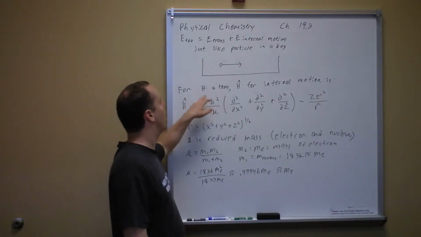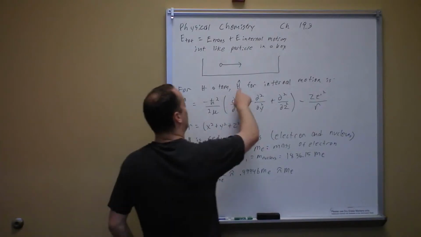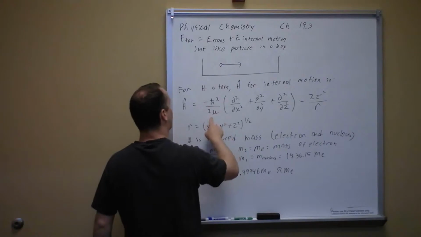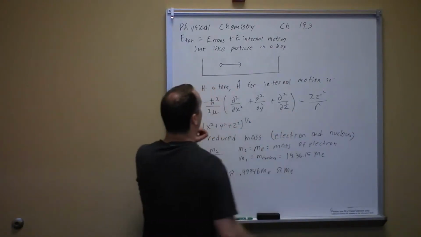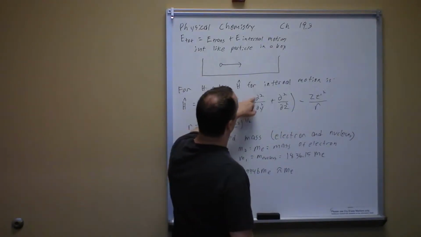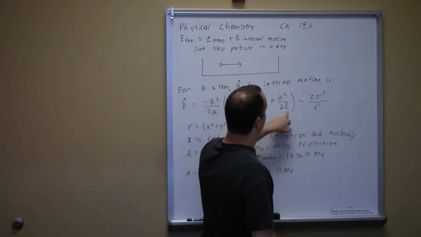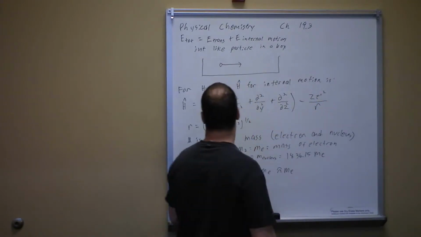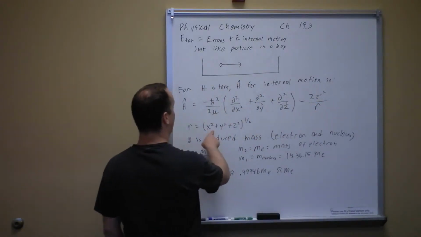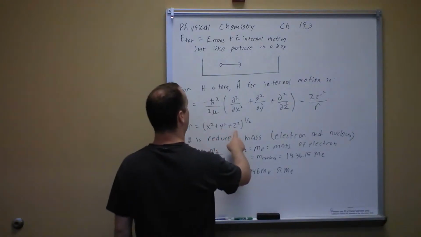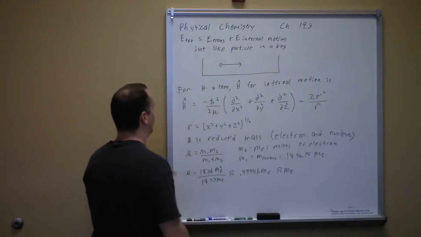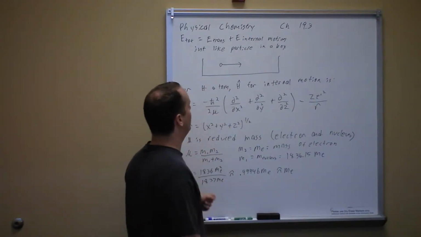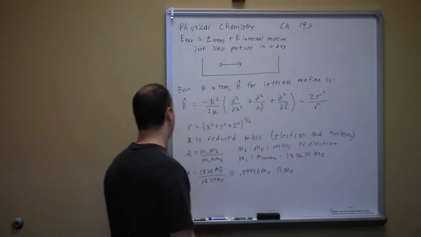Now for a hydrogen atom or hydrogen-like atom, the Hamiltonian for internal motion is minus h bar squared over 2 mu times the whole quantity: the second derivative with respect to x, second derivative with respect to y, second derivative with respect to z, minus Z e prime squared over r. So remember r, just using the Pythagorean theorem twice, is x squared plus y squared plus z squared, all to the 1/2, the square root. And of course mu is your reduced mass. The 2 particles are the electron and the nucleus, so that's what you use to find your reduced mass.